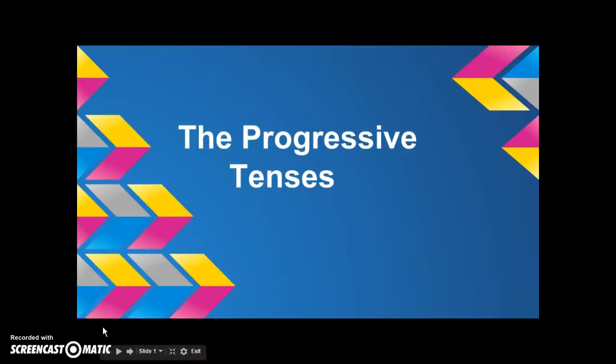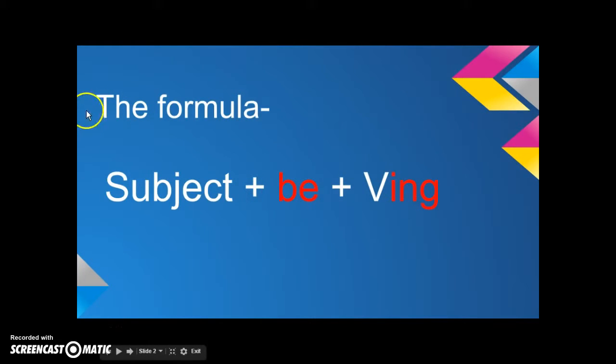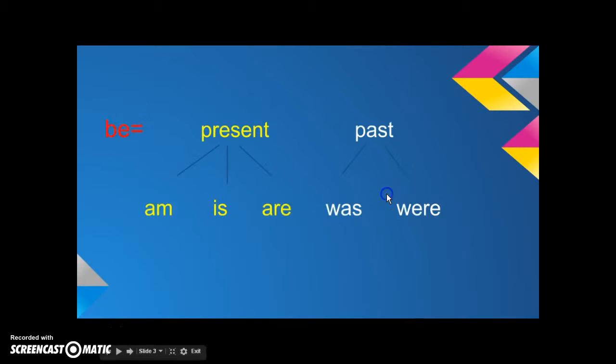Hello everybody, today we are going to talk about the progressive tenses and more specifically about the present progressive tenses, הווה ממושך. So the formula for all the progressive tenses is the same. We start with the subject, נושא, then we have the verb be, which we will talk about, the main verb, הverb העיקרי in the sentence, and adding ing.